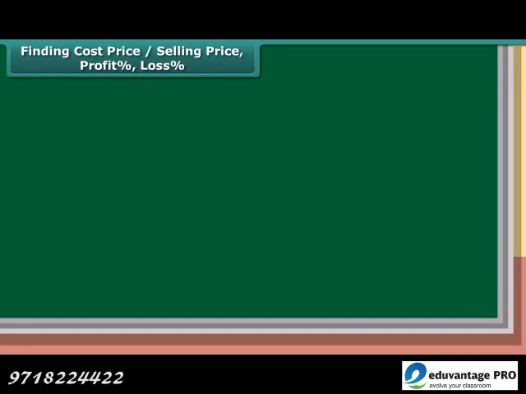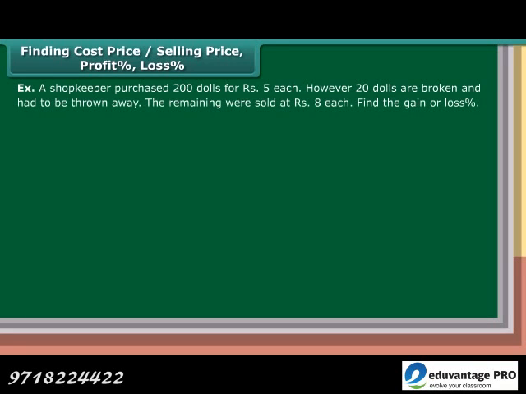Finding cost price, selling price, profit in percentage, loss in percentage. Example: a shopkeeper purchased 200 dolls for rupees 5 each. However, 20 dolls are broken and had to be thrown away. The remaining were sold at rupees 8 each. Find the gain or loss in percentage.